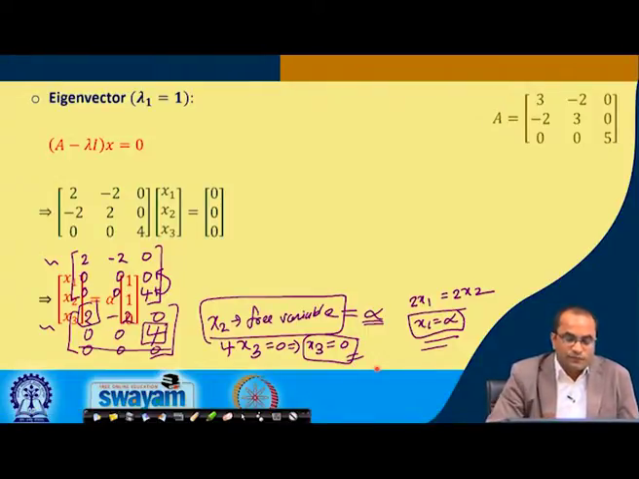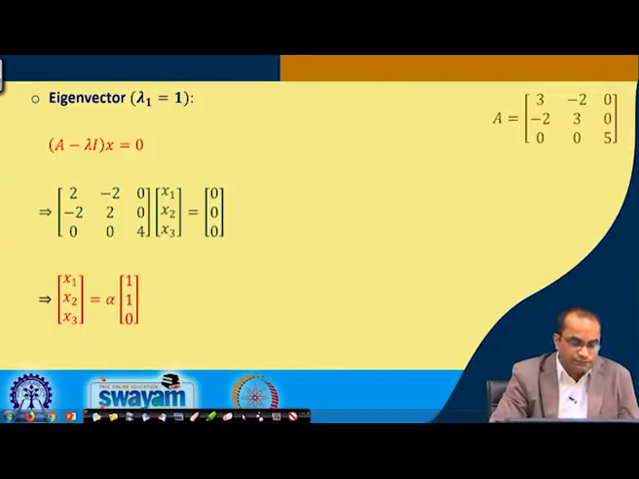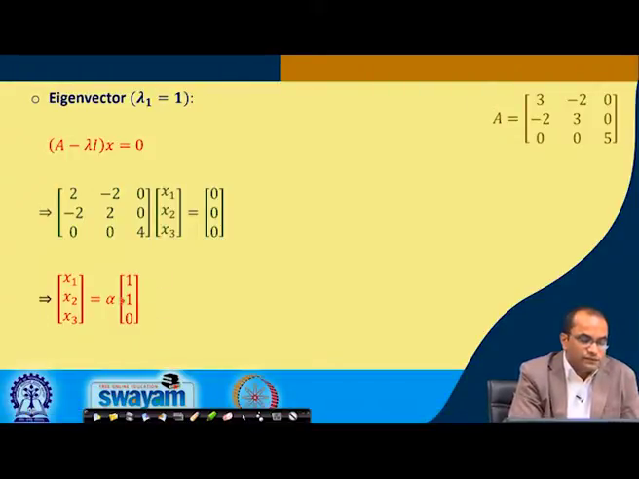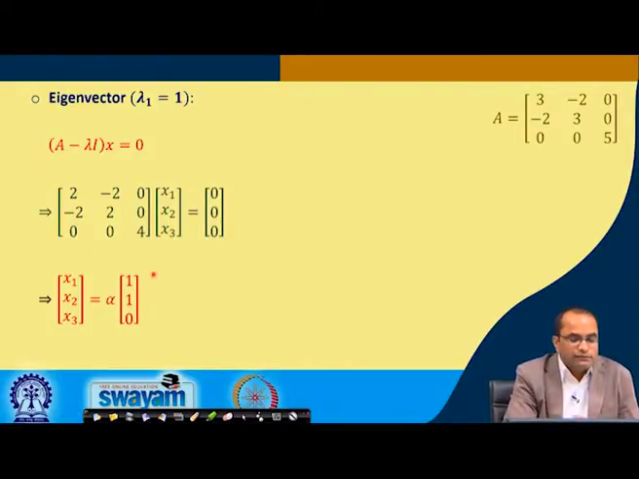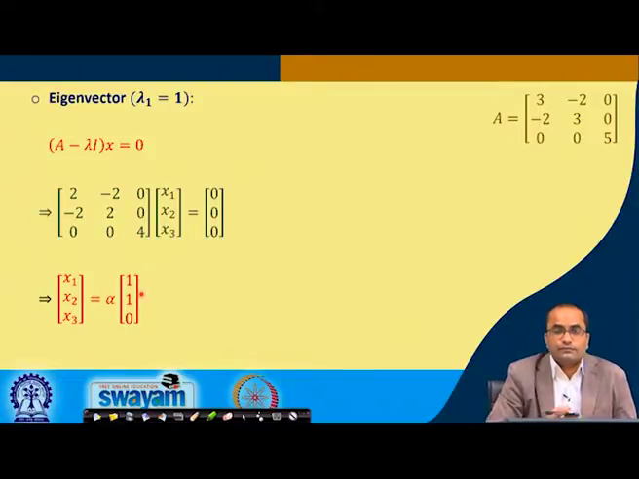So, what do we get? We get this as the solution of this equation: x 1, x 2, x 3 is alpha times 1 1 0, because x 1 was alpha, x 2 was also alpha, and the third component x 3 is coming to be 0. So, in this case the solution of this system is alpha times 1 1 0, and that is exactly the generator of the null space of this matrix. So, we can pick any non-zero vector from this null space. We can take for instance 1 1 0 or any multiple of it, and that will be the eigenvector corresponding to this eigenvalue lambda 1 is equal to 1.